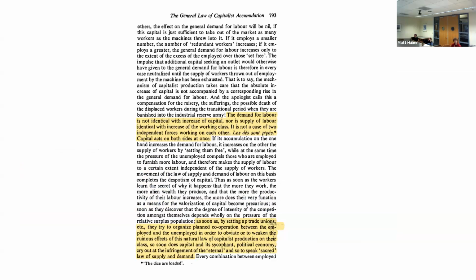And here at the bottom, he says that even as soon as the workers set up their own trade unions, as soon as they organize, plan cooperation between the employed and the unemployed in order to obviate or to weaken the ruinous effect of the natural law of capitalist production on their class, so soon does capital and its sycophant political economy cry out an infringement on the sacred laws of supply and demand. You hear this all the time from anti-worker political economy that says trade unions are somehow illegal monopolies on the price of labor, distorting the labor market by their power, by their control over the price, and we should just let the price be dictated by the market, right? And ultimately, if you want to crush worker organization, again, the existence of a huge surplus of labor that can replace them is a very good way to do that.